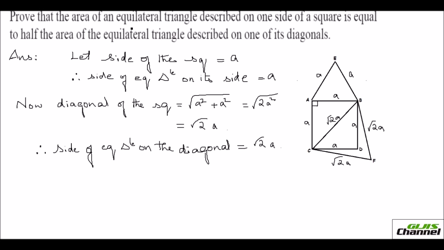Now they've asked you to show the ratio of the area of the equilateral triangle on its side. So let me write this: area of triangle ABE over area of triangle, the bigger one on its diagonal, I'm writing it down, that is CBF, will be equal to the corresponding side square, right?